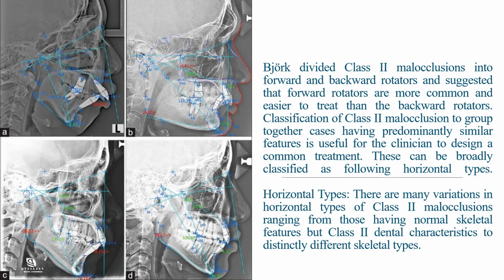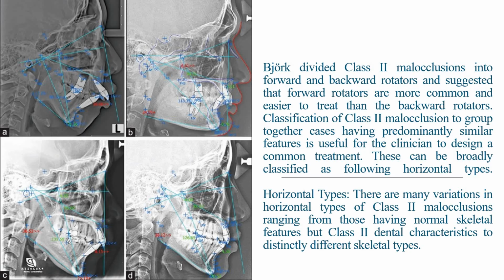The class 2 patient should be further analyzed cephalometrically to ascertain the involvement of vertical discrepancy or whether it is purely horizontal in nature. Bjork divided class 2 malocclusions into forward and backward rotators and suggested that forward rotators are more common and easier to treat than backward rotators.